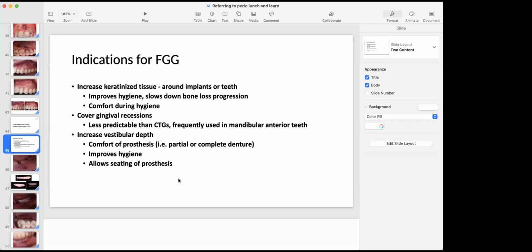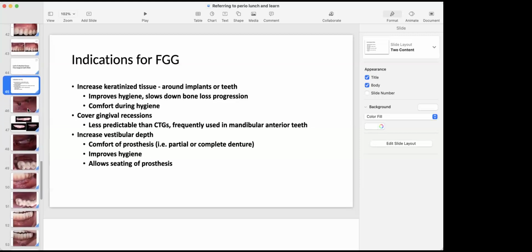And the last, most important one actually, is to increase vestibular depth. So if a patient has any kind of prosthesis, if they're not getting implants and they're going to get some kind of partial denture, complete denture, and it's not staying on, a lot of times it's because they don't have enough attached keratinized tissue. They have too much of that mobile tissue. So again, this will improve hygiene and it'll allow the prosthesis to sit better.